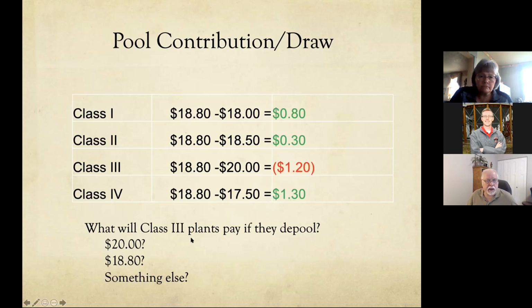The other thing they might say is, well, I know what the uniform price is that was calculated for the pool, $18.80, and I could pay that. That way I've saved that $1.20. I don't have to pay that to my dairy farmers, or to any fluid plant or anybody else. I've saved the $1.20, and my dairy farmers are no worse off because they're getting at least this blend price, $18.80. Or they could pay something else. They can pay literally anything they want to.